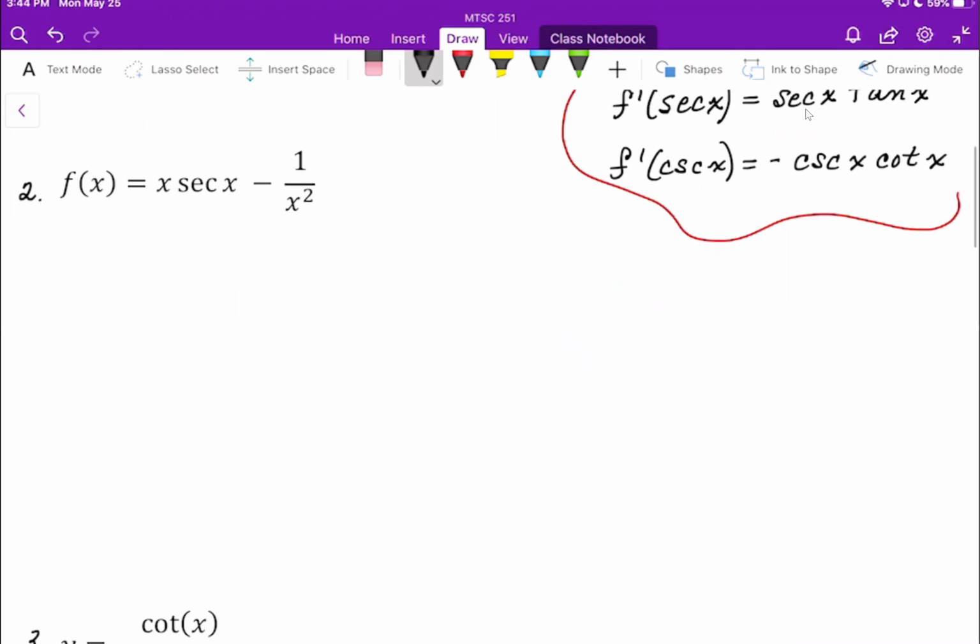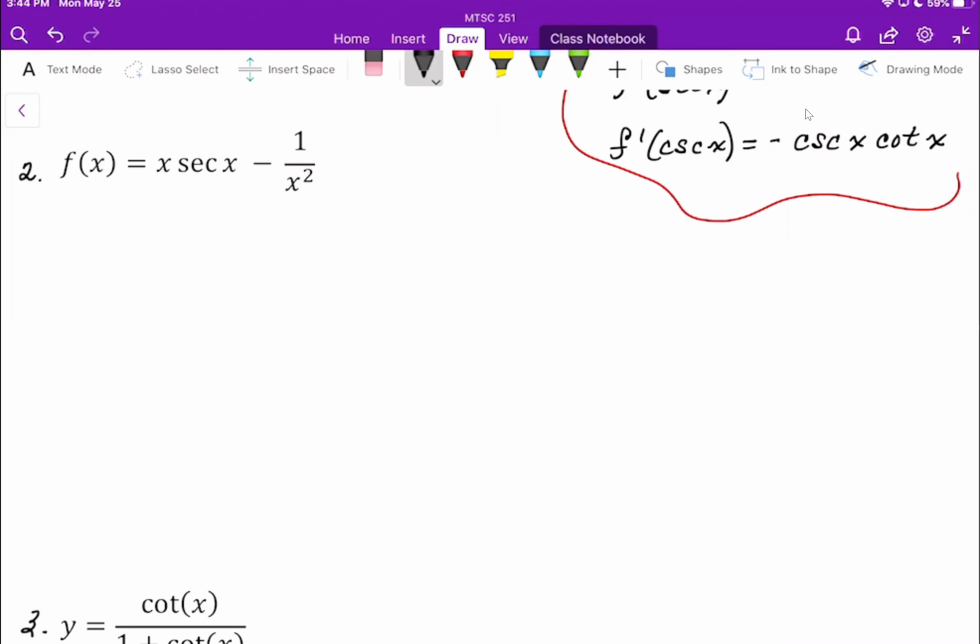So for this next problem, we're going to rewrite it first because we see that we're going to have a product rule here, but we want to rewrite this to have a negative exponent. So we're going to rewrite our problem as f of x is x times the secant of x minus x to the minus 2.